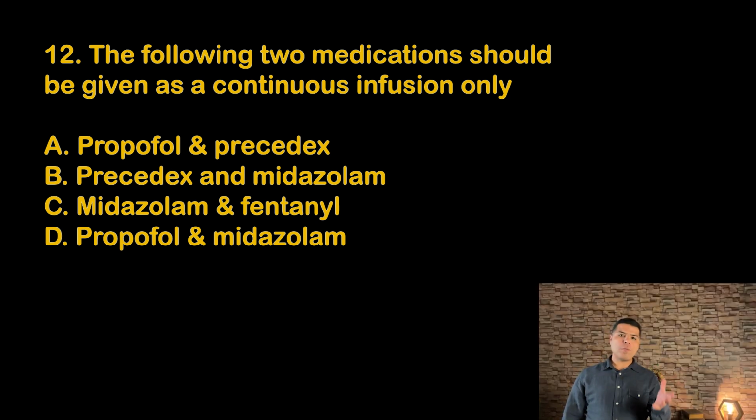Of course, propofol and precedex are the ones that should be given as continuous infusion, while fentanyl and midazolam can be given intermittently as needed or as continuous infusion. And for dosing, I recommend you consult with your ICU pharmacist or use any of the pharmacology references. I did not mention them here because you don't have to memorize that. Just look it up. Let's go to question number 13.